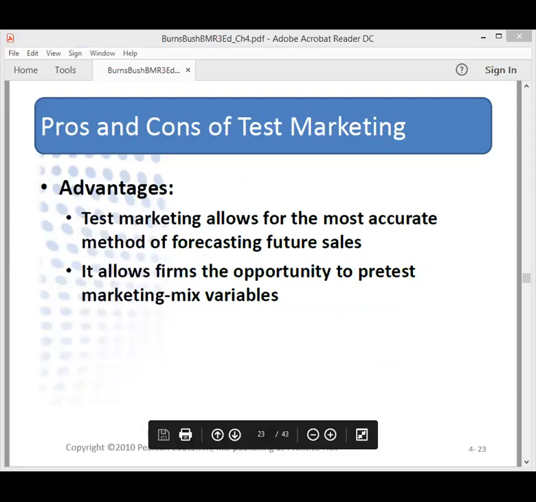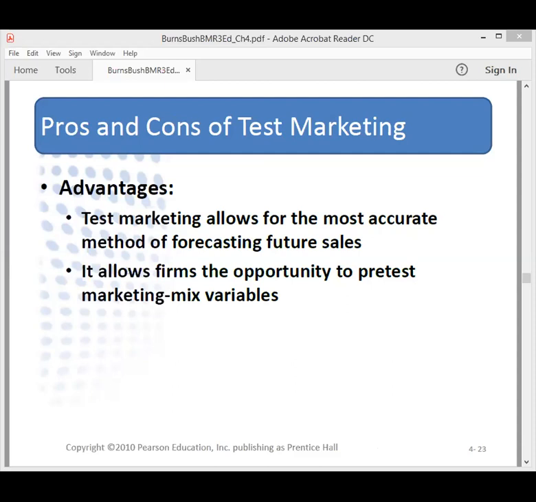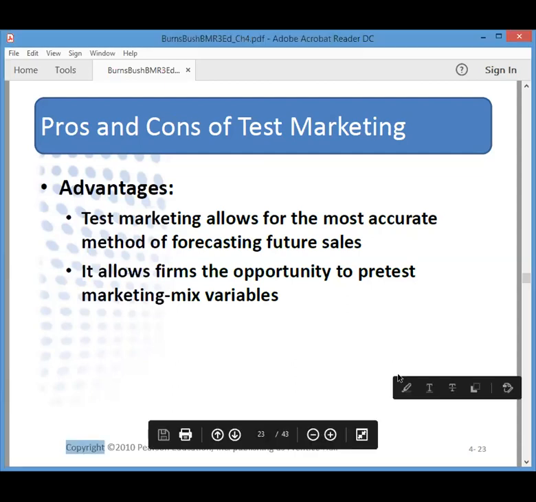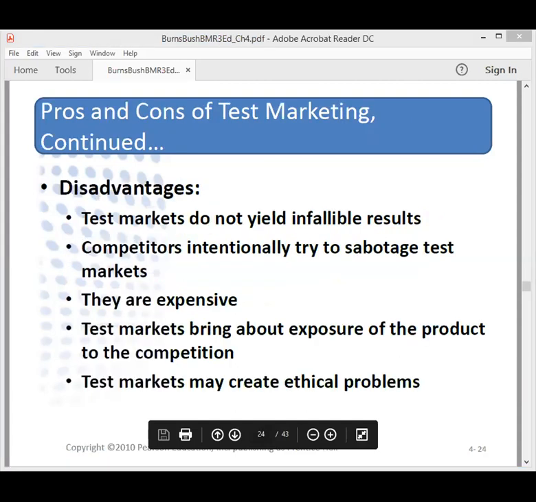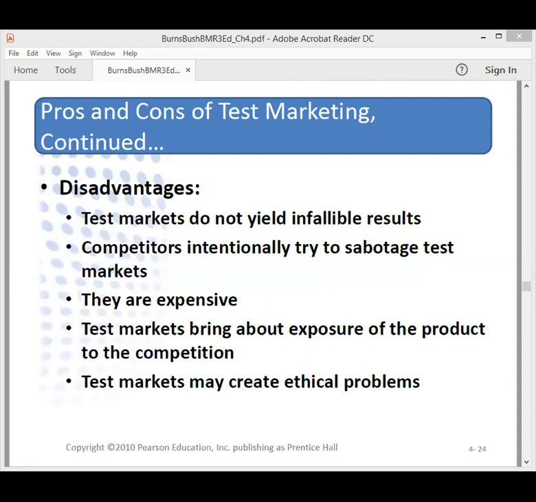So some of the advantages of test marketing: it allows for the most accurate method of forecasting future sales, and allows firms the opportunity to pre-test marketing mix variables. Some of the disadvantages are that test markets don't yield infallible results. Sometimes your competitors will intentionally try to sabotage test results. They're expensive, and test markets bring about exposure of your new product ideas or approaches to the competition.